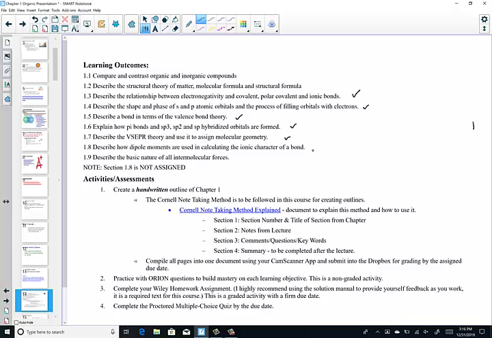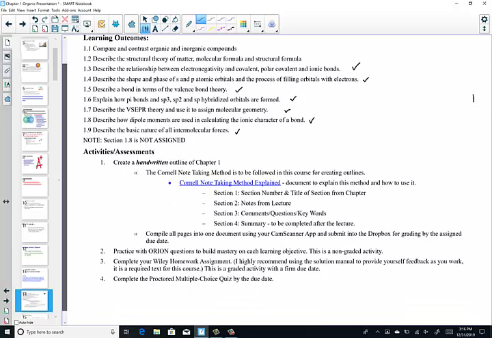We'll describe the dipole moments in calculating the ionic character of a bond, that electronegativity difference used to determine if it's polar covalent, ionic, or nonpolar. And then we end that chapter with a discussion on all intermolecular forces, such as dispersion forces, dipole-dipole, and hydrogen bonding. Do any of those sound familiar from your Gen Chem course? I hope so. The activities and assessments are pulled from e-learning.